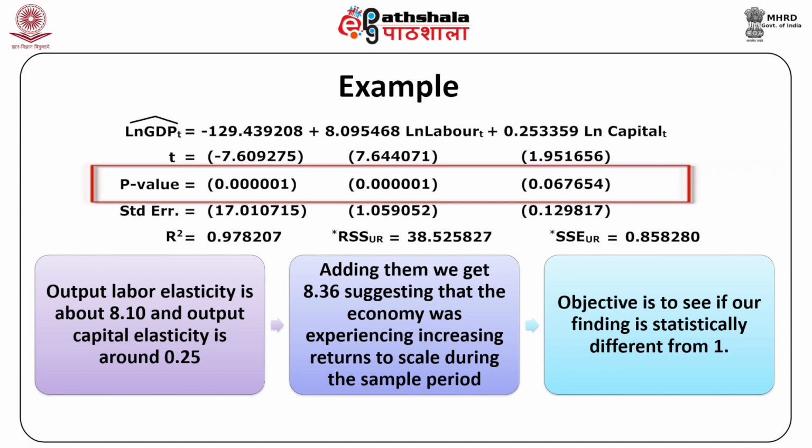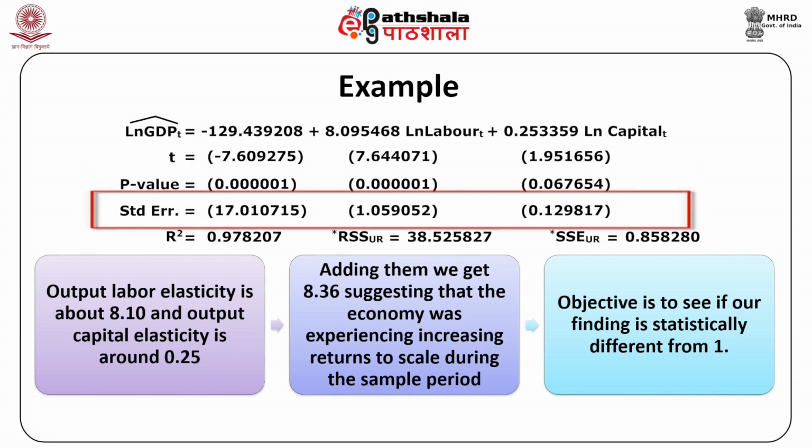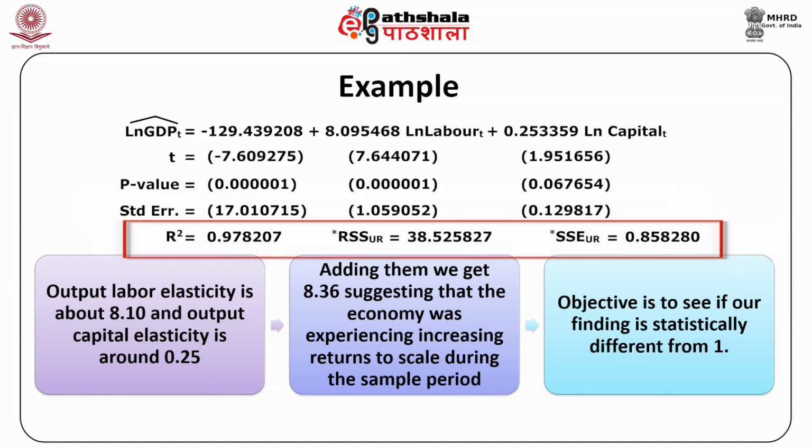The p values are 0.000001, 0.000001 and 0.067654. The standard errors are 17.010715, 1.059052 and 0.129817. R squared is equal to 0.978207.